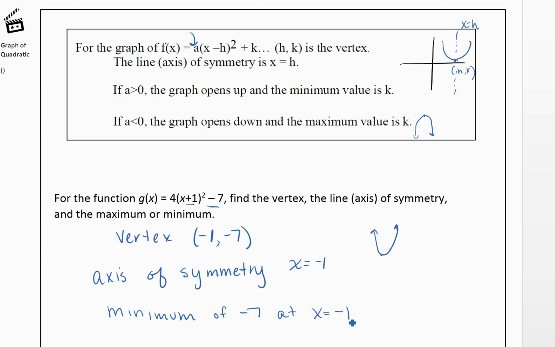Now, just remember, you could also think of this in terms of transformations. If we think about the graph f of x equals x squared, remember we learned about transformations in Unit 2. What have we done? Well, by adding 1 here, we've moved it left 1, we've moved it down 7, and then this 4 out in front, we've stretched it by a factor of 4.